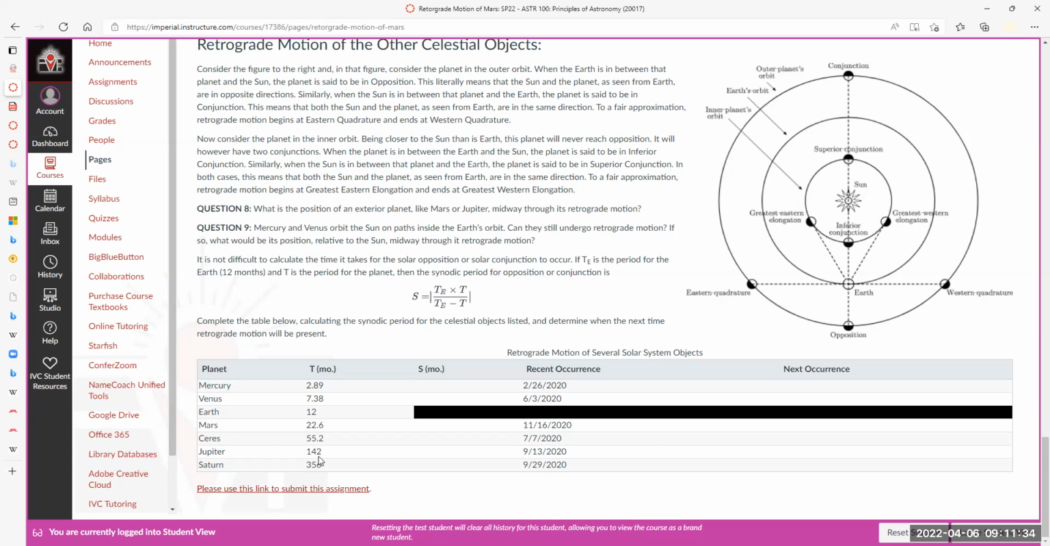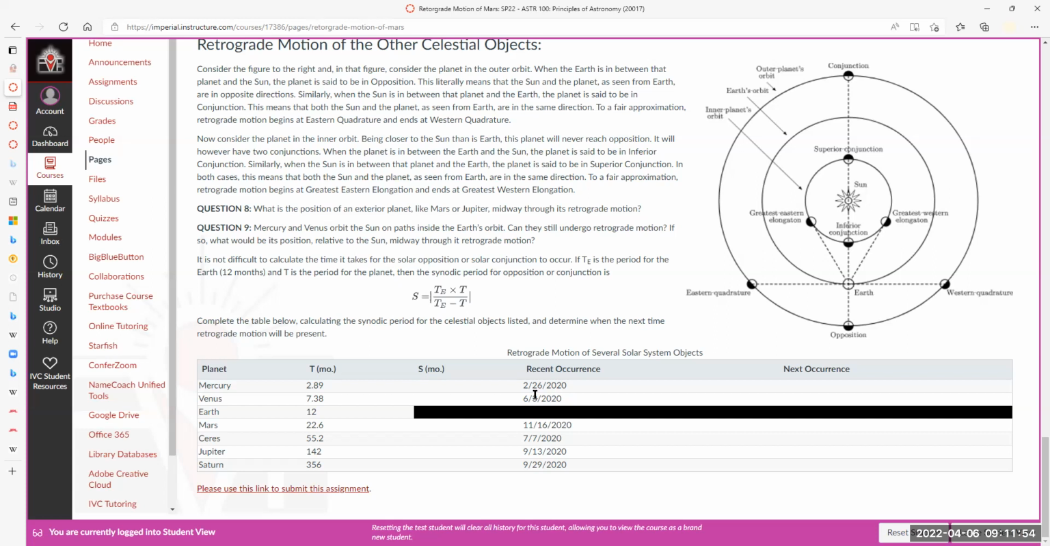So it takes 12 Earth years for 1 year on Jupiter. 12 times 12 is 144, so this is 2 months short of 12 years. It's just a bit short of 12 years. Saturn, though, takes 356 months to go once around the sun, so it's extremely slow. This is the data that was given to you.